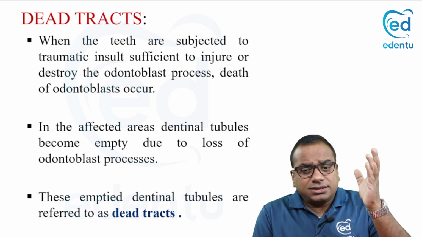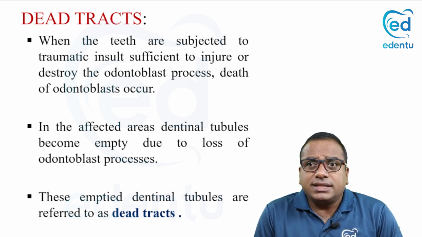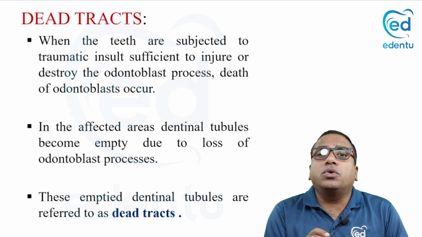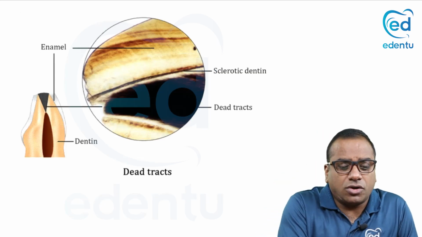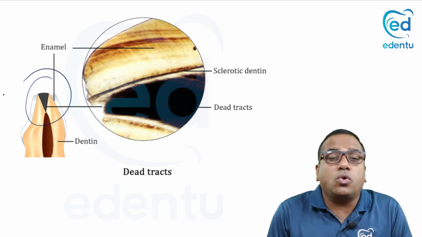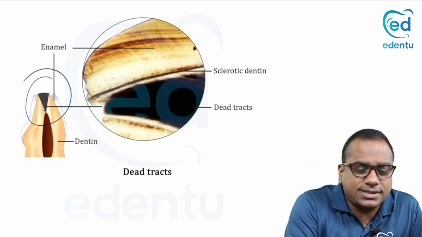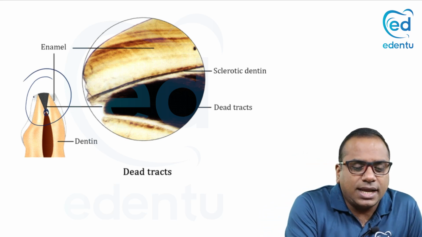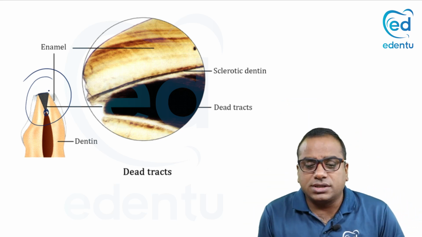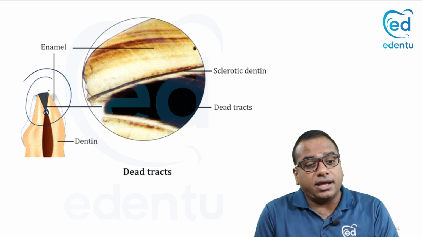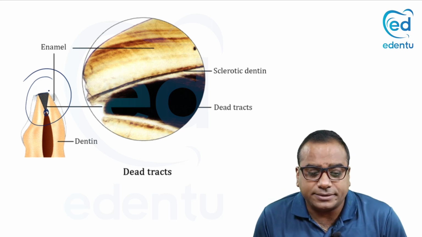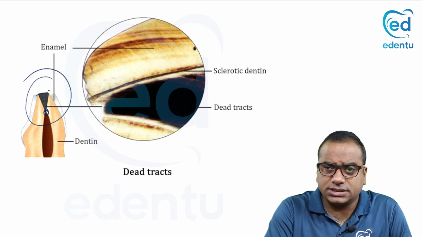And then these dead tracts we are discussing have an inverted cone shaped appearance. The apex is facing towards the pulpal side and the base is towards the coronal side. So this is the inverted cone shaped appearance which is filled with air. This is the appearance seen in the dead tracts.